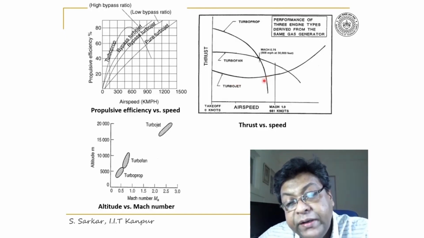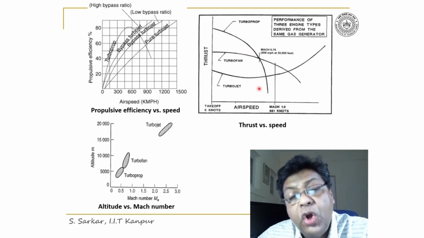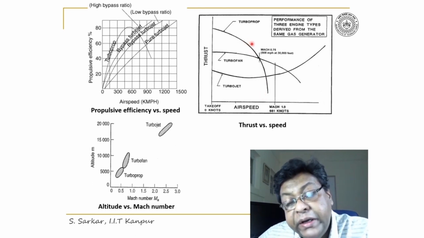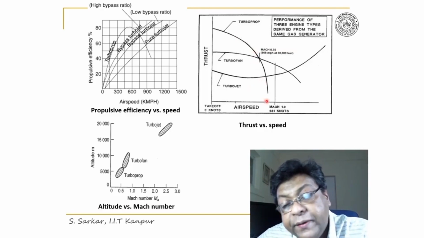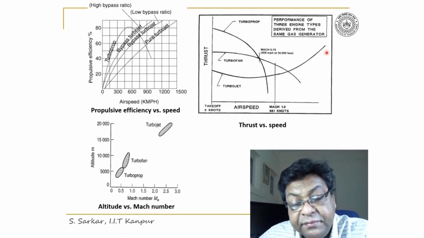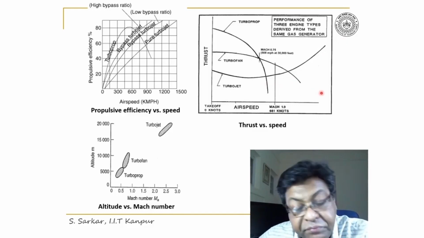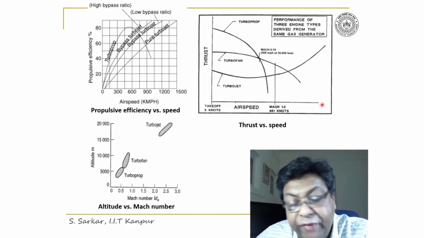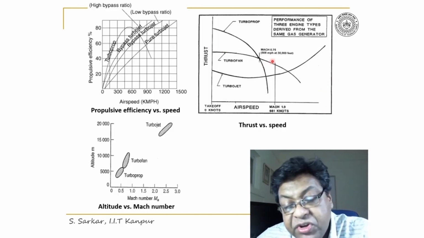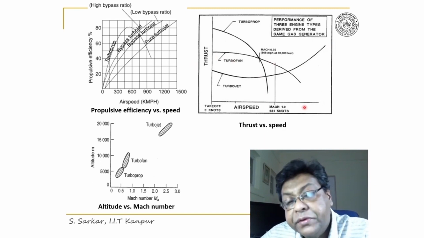After certain speeds, turboprop cannot be used because its thrust decreases dramatically with speed. So after a certain speed, turbojet is the only option, and its thrust increases with speed. And definitely turbofan, being a combination of turbojet and turboprop, lies between the two.